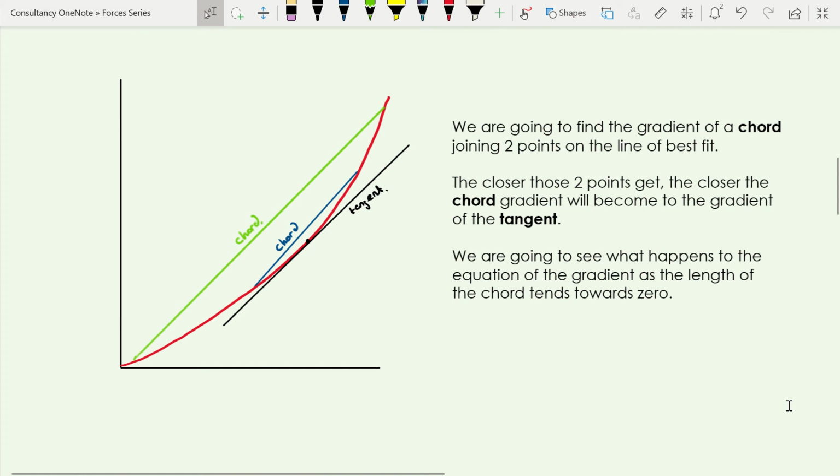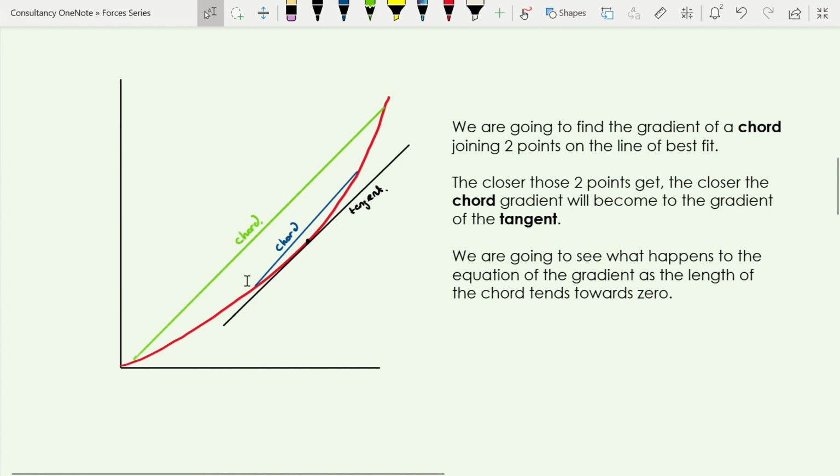What we're going to do is actually find the gradient of some chords. So a chord is a line that joins 2 points on a curved line. Most commonly you come across them with circles. So you can see here, I've shown you what a few chords look like. So we might have a chord that goes from here to here, so it joins those 2 points.